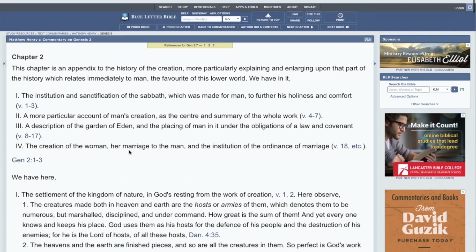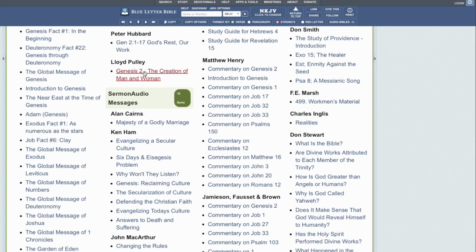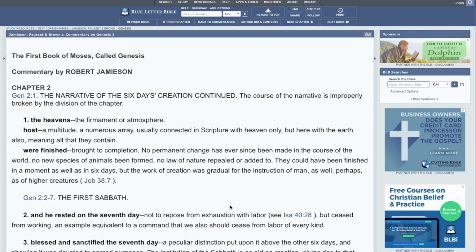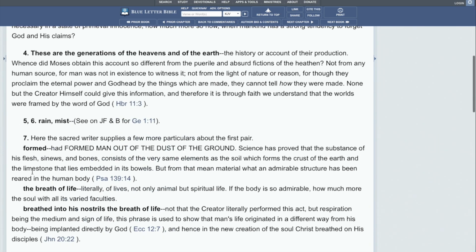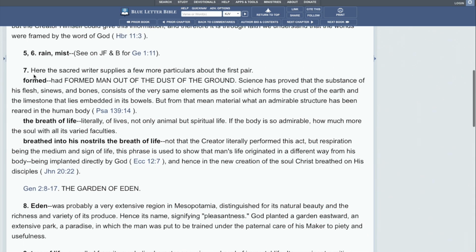Now let me show you why Jamieson Fausset Brown is a little easier. You'll see. If you want something just really, really quick at an easy glance, I usually go to them just to see what they're saying. Because Genesis 2, here you go. Look at this. Look how easy this is. Verse 1, it breaks it down by keywords. Heavens, host, we're finished. Verse 2, and he rested, blessed. So if we were to talk about verse 7, like we were looking at, formed, breath of life, breathed into his nostrils the breath of life. If they have anything more to say on it, it'll be very orderly, very quick, easy to see.